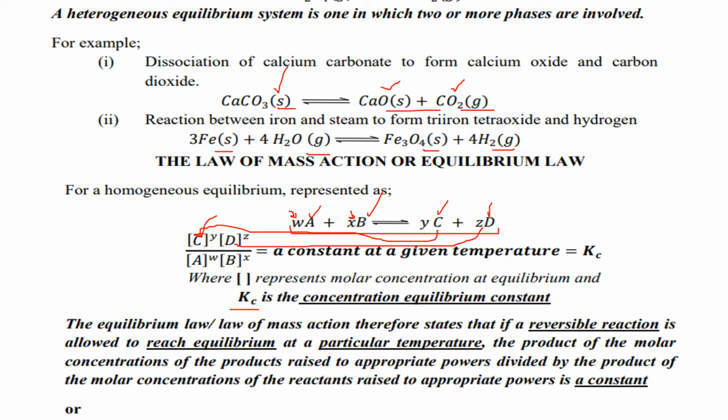So basically, we derive the law of mass action, or the equilibrium law, from that very formula. However, there are two alternatives, but I presented the best alternative to be the first option because it's the most important. So we are saying that the equilibrium law, or the law of mass action, is therefore going to state that for any reversible reaction, if it is allowed to reach equilibrium at a given temperature, the product of the molar concentration of products raised to their appropriate powers divided by the product of the molar concentrations of the reactants also raised to their appropriate powers is always going to be a constant.